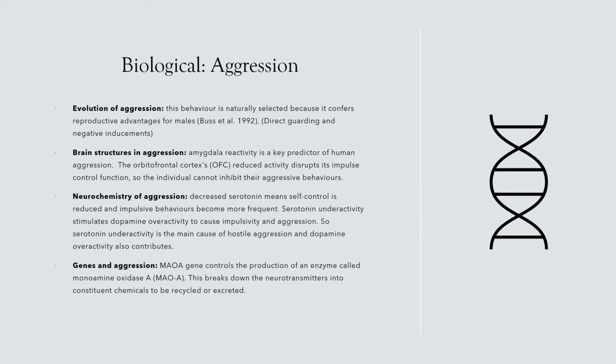And then we've got genes and aggression. You looked at the MAO gene, which is responsible for producing an enzyme called MAOA. And MAOA breaks down neurotransmitters so that they can be recycled or excreted. And if the brain isn't able to do this, then we have a build-up of these neurotransmitters, which makes us more aggressive.